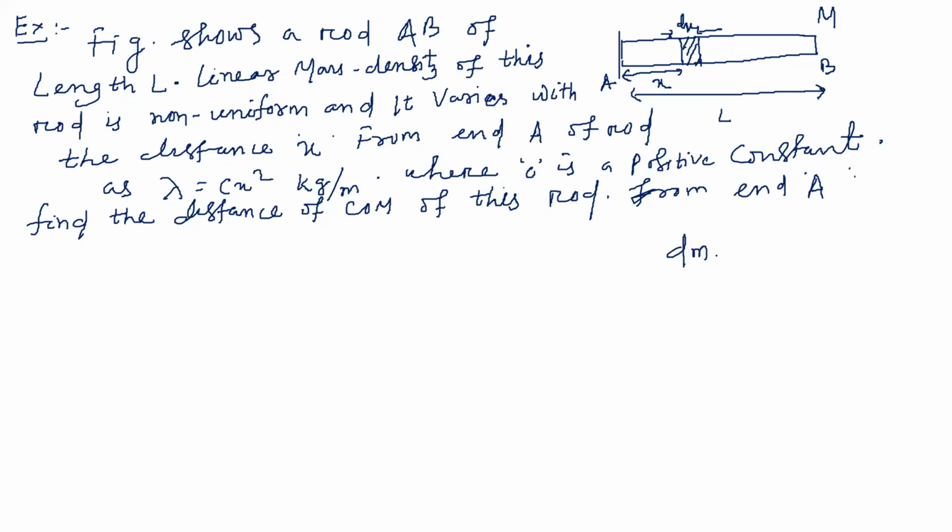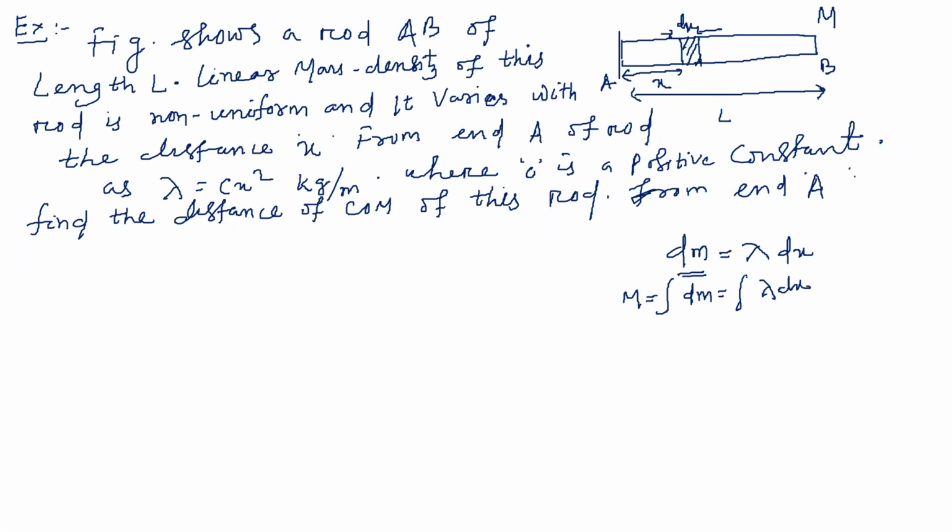Let that be dm. dm is equal to how much? Mass density, mass per unit length lambda, into dx, the length of the small part. Lambda is mass per unit length, how the mass is varying with length, into the length of which we want to find the mass. So dm is equal to lambda dx. So if I integrate dm, I will get the total mass. So m is equal to integration of lambda dx. Correct.